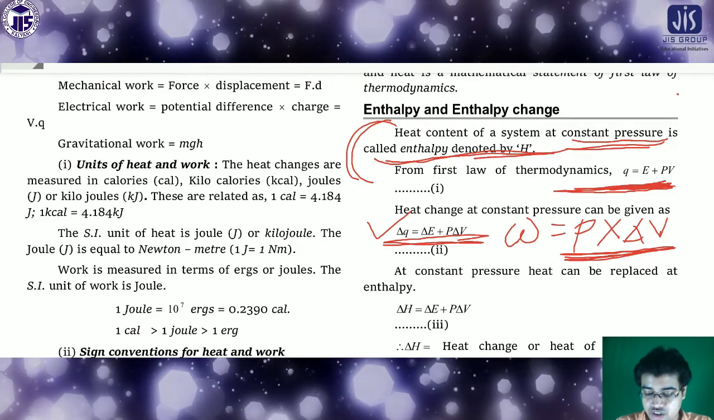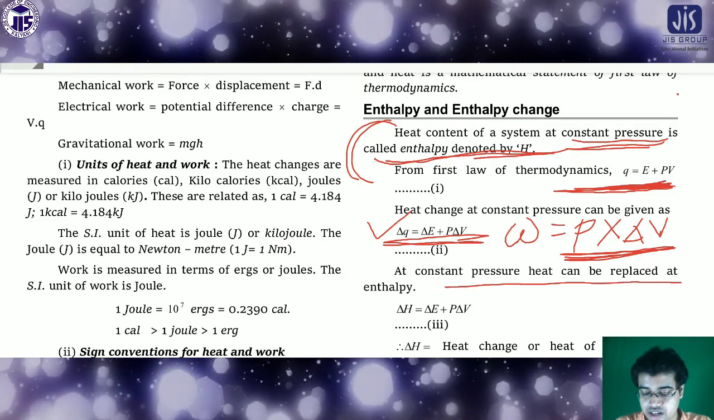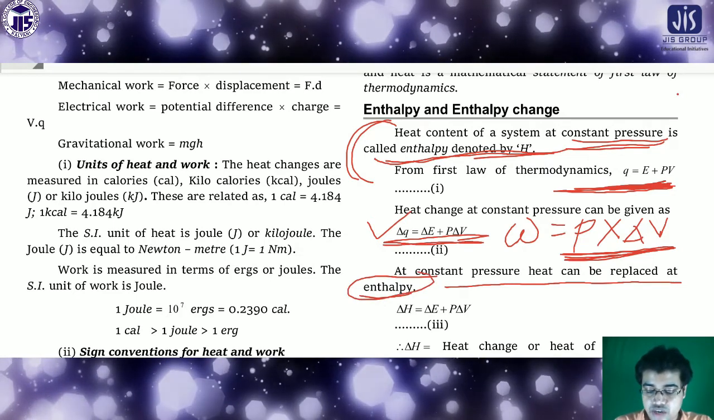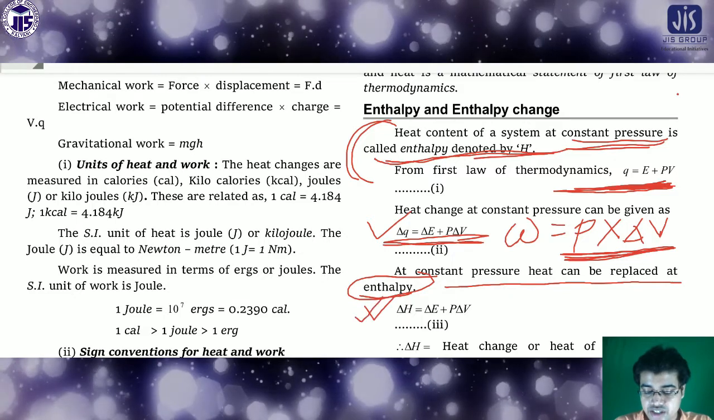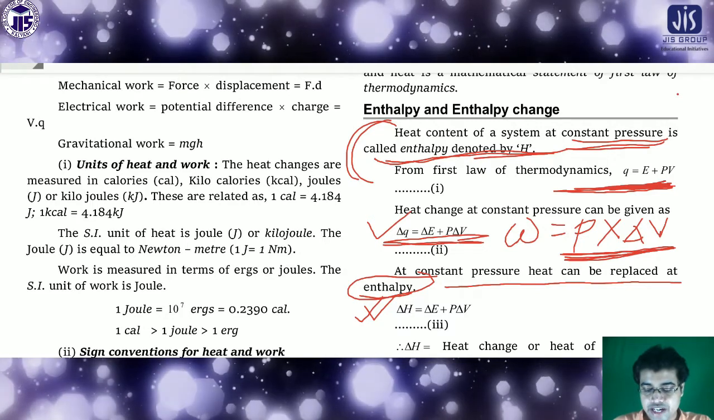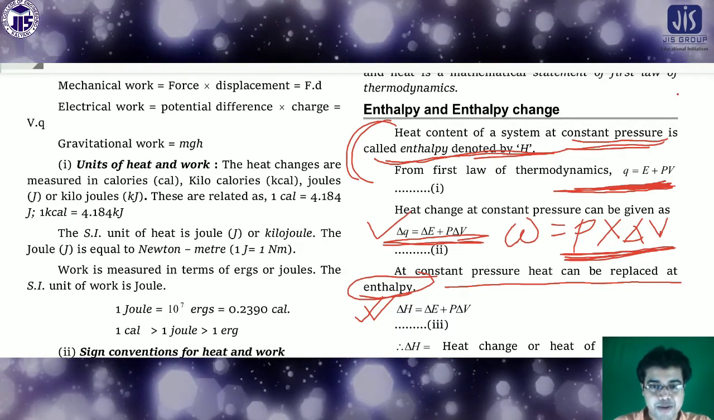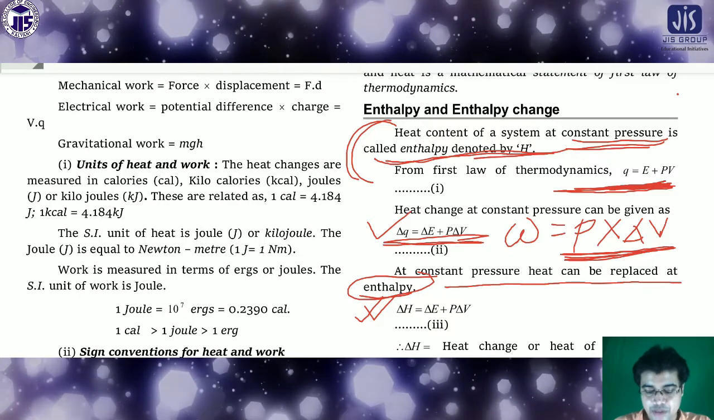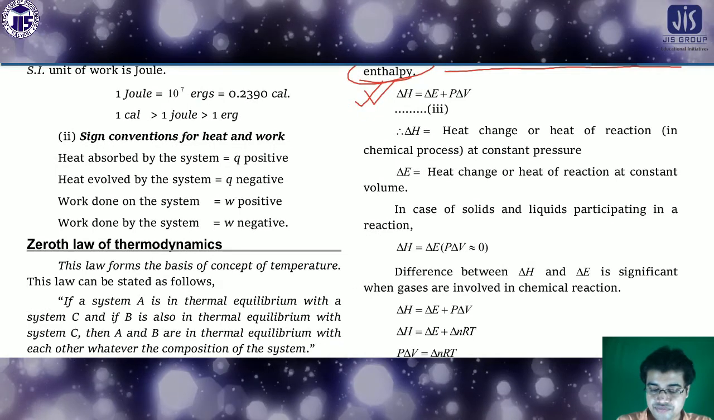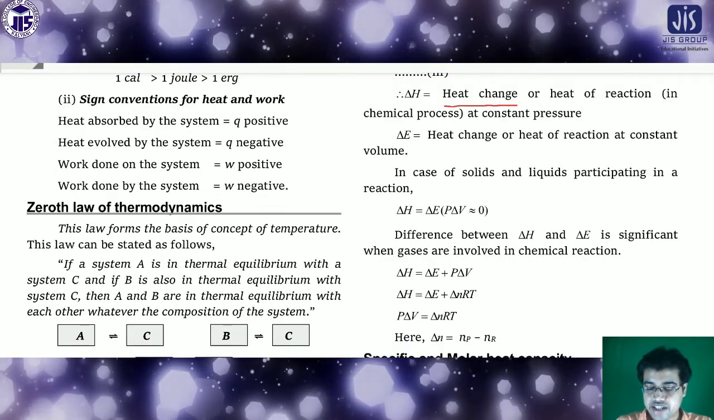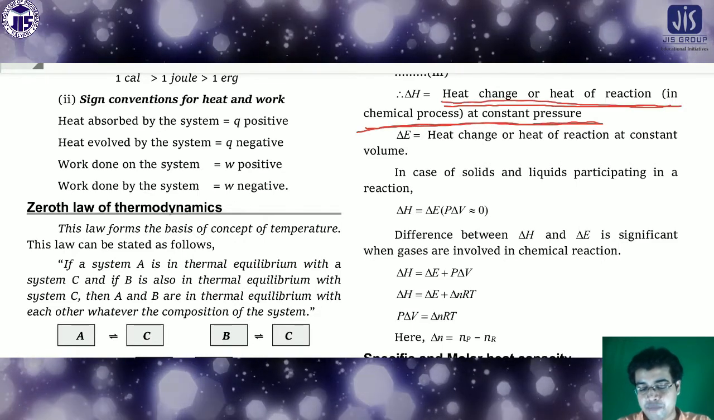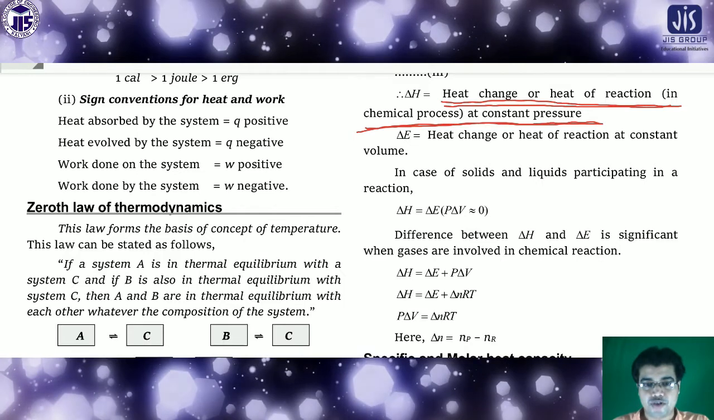Now at constant pressure, heat can be replaced by the enthalpy. Keep in mind, at constant pressure, delta Q can be replaced by delta H. So delta H equals delta E plus P delta V. You have to keep this in mind. What is delta H? Delta H is the heat change, or heat of the reaction of a chemical process, at constant pressure. So enthalpy is the heat change at constant pressure.